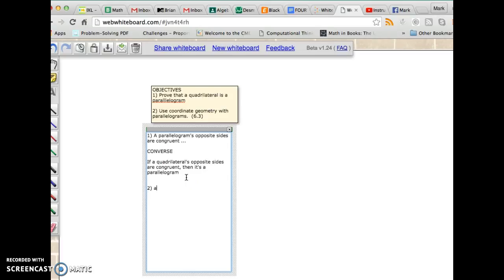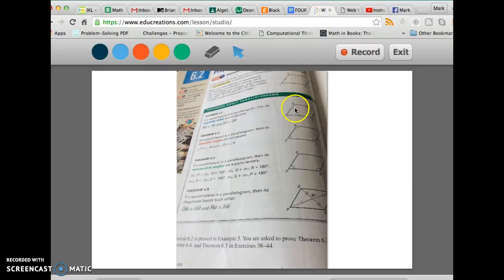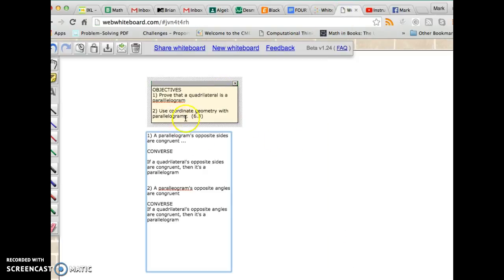Similarly, in parallelograms, opposite angles are congruent. All of them. The converse is also true. If in a quadrilateral opposite angles are congruent, then it's a parallelogram. And so we can use the converses of all these things from yesterday to prove that quadrilaterals are parallelograms. And that's what we're going to do in section 6.3. Prove that a quadrilateral is a parallelogram.